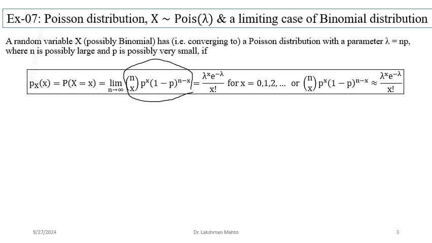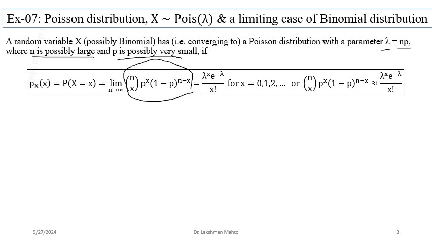Now here we are taking a random variable where p is possibly very small and n is possibly very large. But the product of n and p would be moderate. We call it the parameter lambda, lambda equals n times p. Later we will see it is the mean of the binomial random variable. So if n is very large and p is very small, remember that lambda is fixed and lambda is equal to n times p.